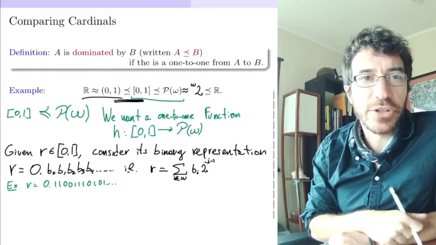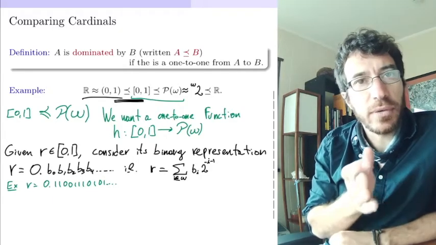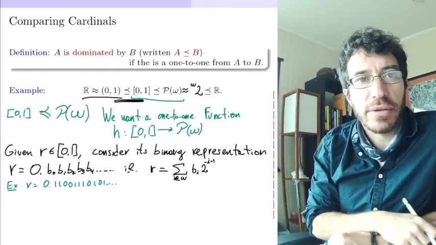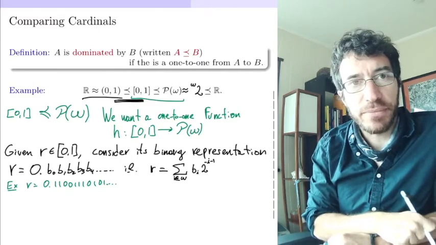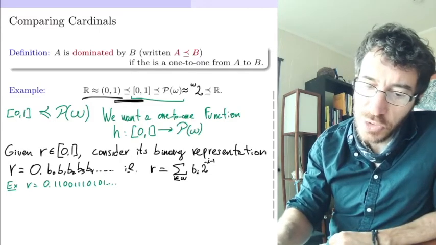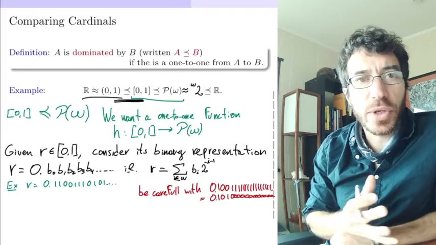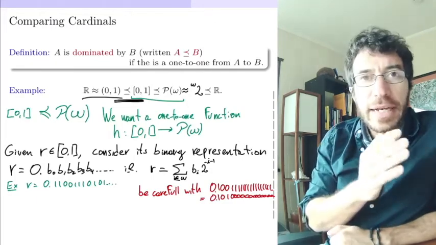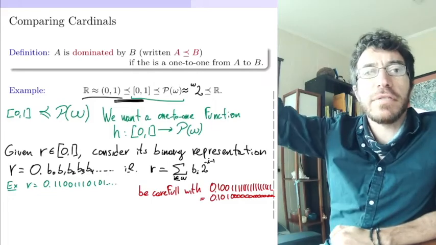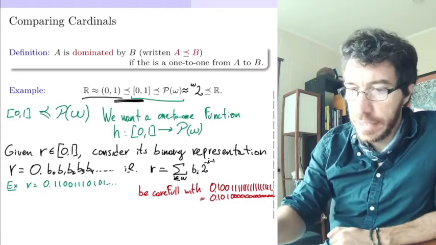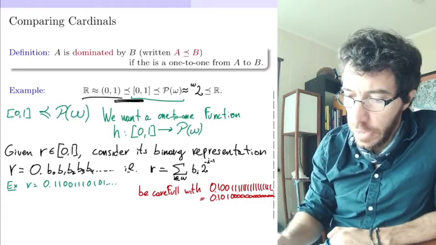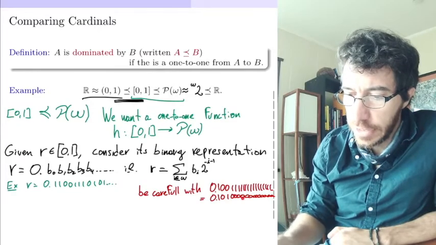If bi is 0, then we don't put the power. If bi is 1, we put the power, right? So that's the binary representation of a number. Okay, so there is an issue with binary representations. There is an issue with these two cases, right? If you have a number that ends with 1, 1, 1, 1, 1, 1, 1, 1 forever, it's the same as the number that has the 1 in this position and then ends with all zeros.